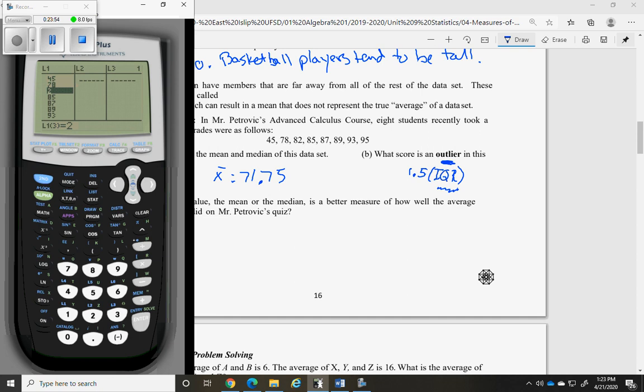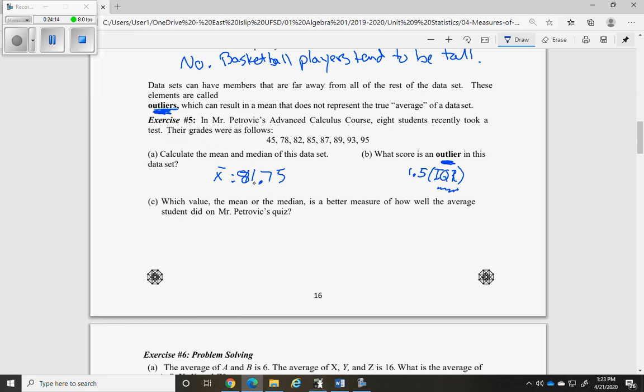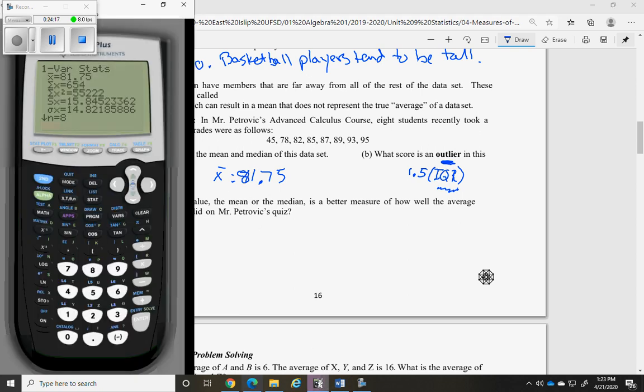Did you all notice it? I missed the 82 when I was typing it in. You might have known I made that mistake and I didn't see it. But I think I have it now. 81.75. And the median, if you scroll down, you get 86.